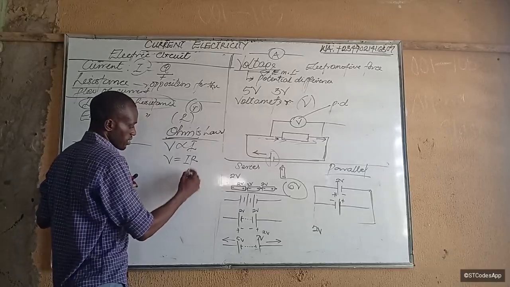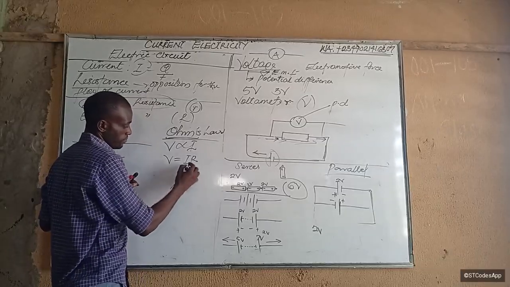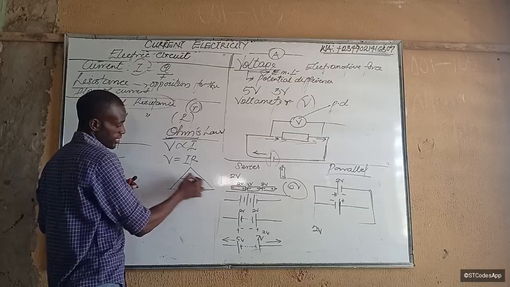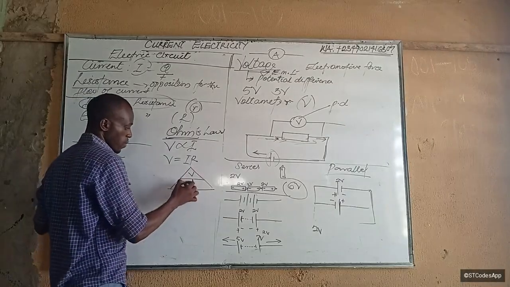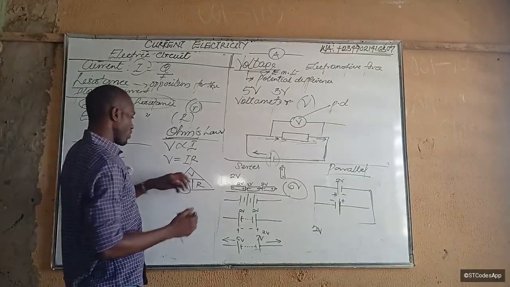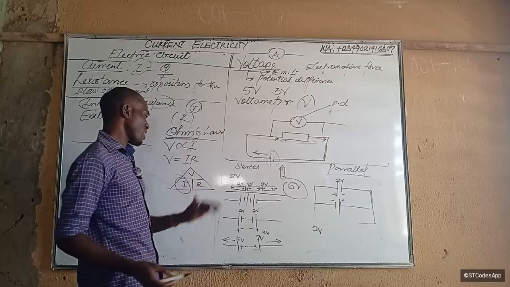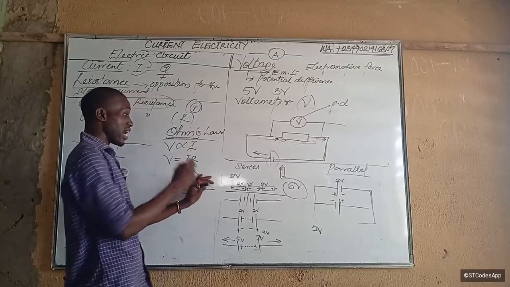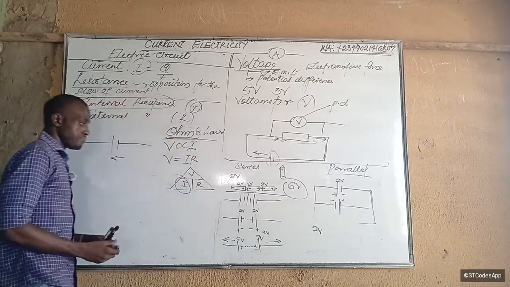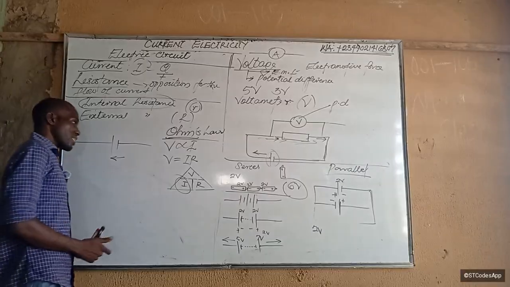I always teach my students with a formula triangle. Just draw this. Draw a triangle. Put V here, put I here, R. V equal to IR. So to find current, just cover current with V over R. To find resistance, cover resistance with V over I. To find voltage, cover voltage with I times R. Is that clear? Good. So that is the formula.